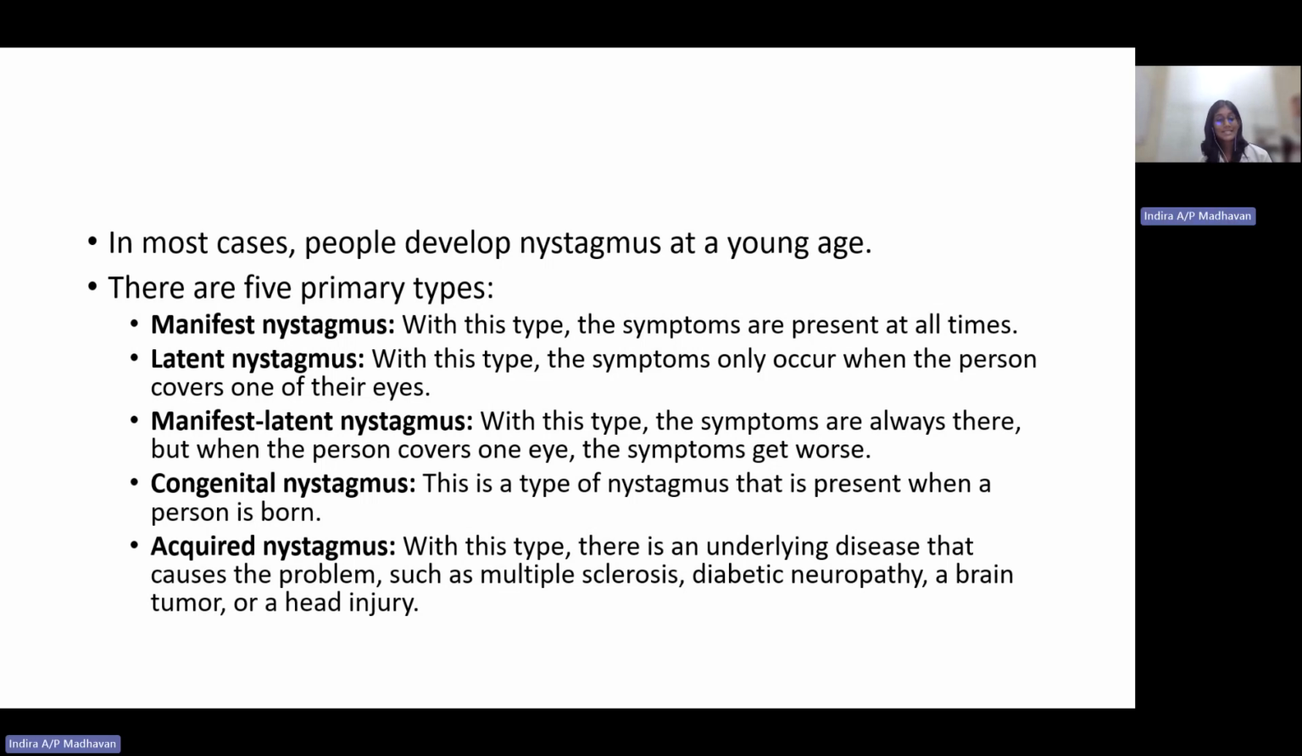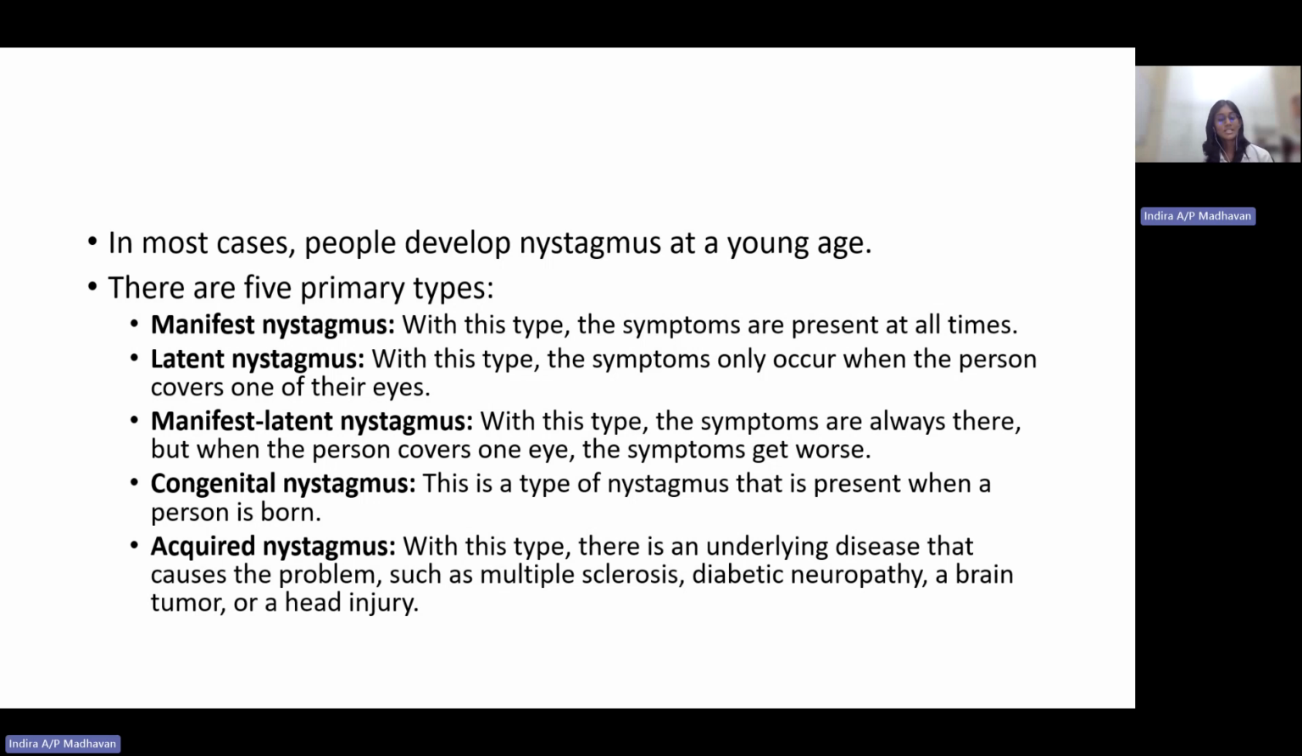The second one is latent nystagmus. With this type, the symptoms only occur when the person covers one of their eyes. When they look with both eyes open, they don't have any nystagmus. But when you occlude one of the eyes, then they will have nystagmus. So this is latent. It is there, but you need to trigger it to come out.